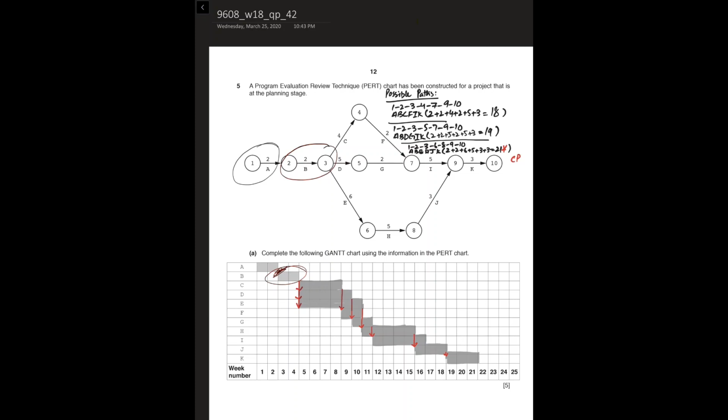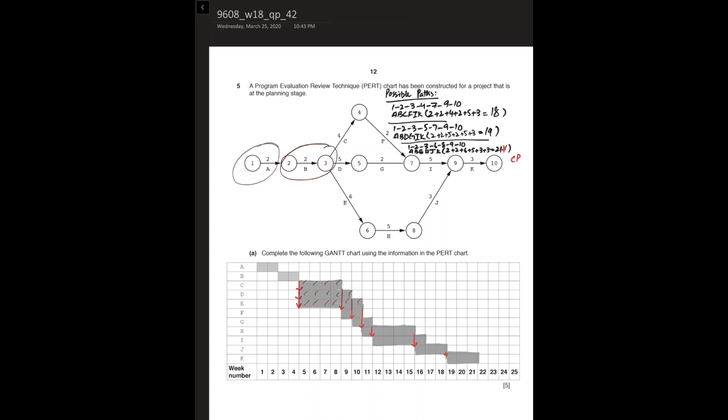And then we have C, D, and E. They all start once B is completed. C is having 4 weeks, so 1, 2, 3, 4. D is having 5 weeks, so 1, 2, 3, 4, 5. And E is having 6 weeks, so 1, 2, 3, 4, 5, 6.